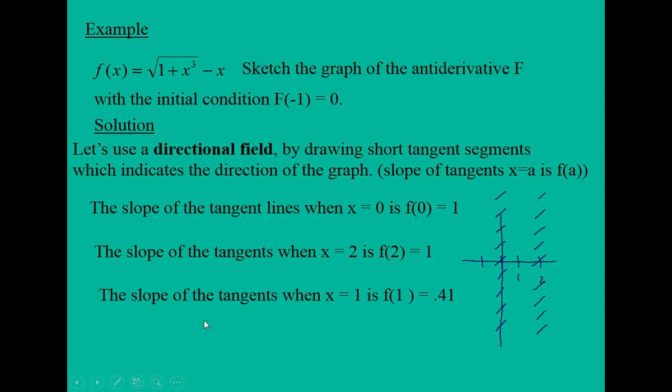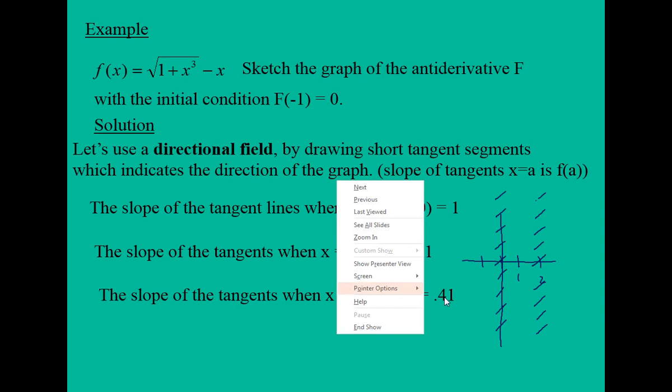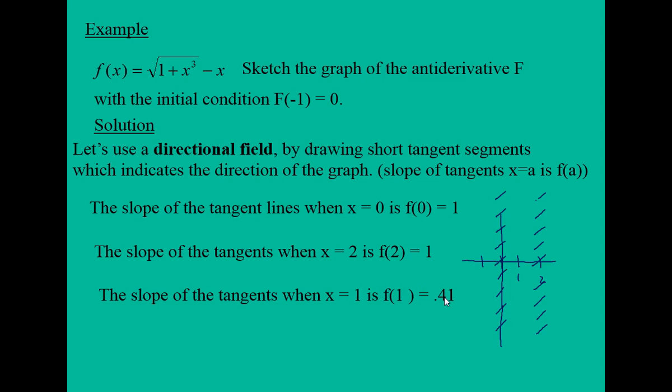When x equals 1, if we plugged 1 into the function, we'd have the square root of 1 plus 1 cubed, which is the square root of 2, minus 1, which is 0.41. So whenever x equals 1, the slope of the tangent line is going to be 0.41. So it's going to have less of a slope than at 0 and 1. So if we drew those tangent lines in when x equals 1, it would look like this. We could continue on for different values of x.